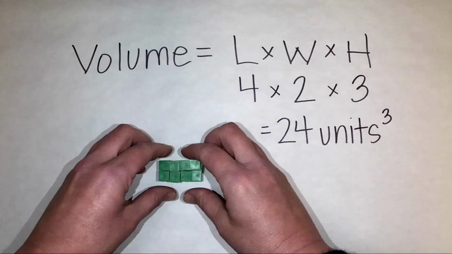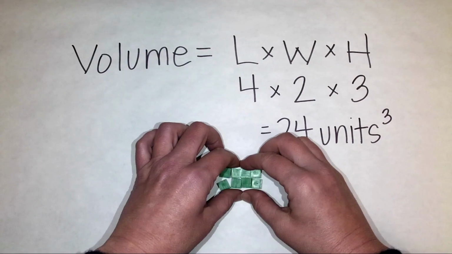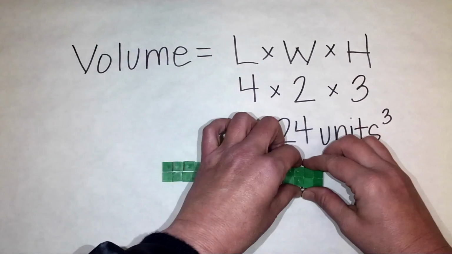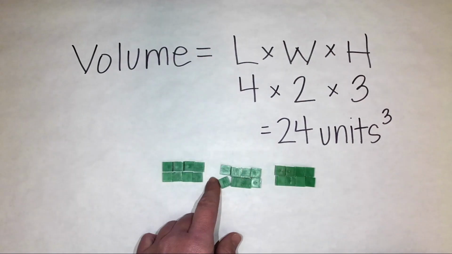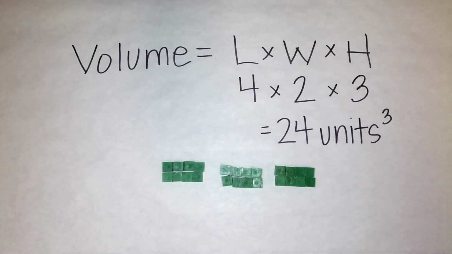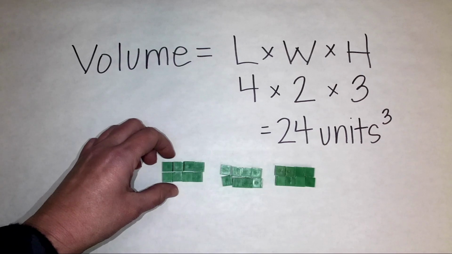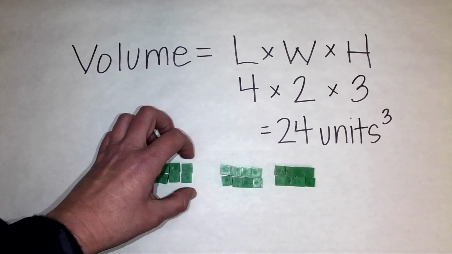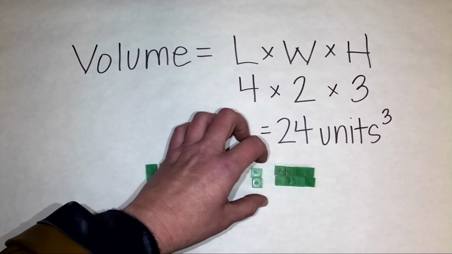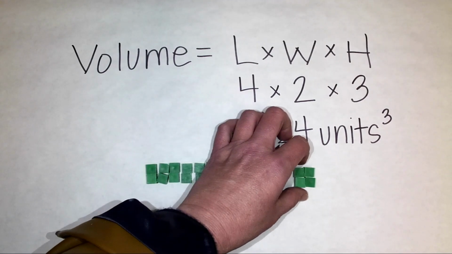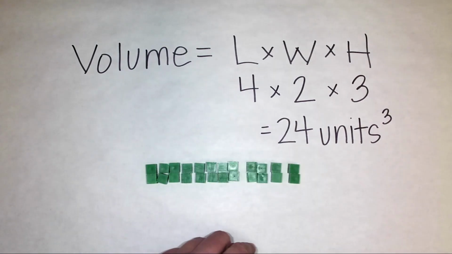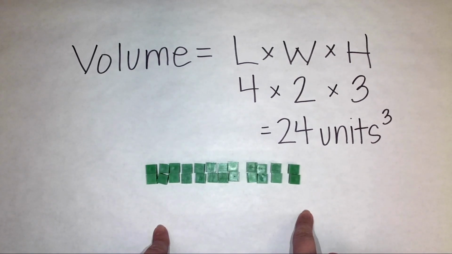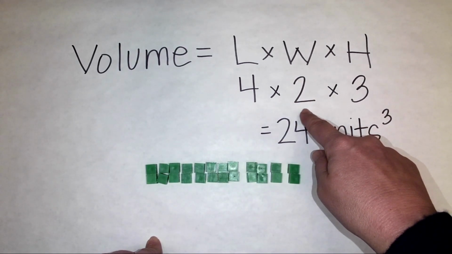And if I want to check, I could unpack each of these layers. Go ahead and unpack them just like this. And let's see if I do have, in fact, 24 units. Let's see, I have 2, 4, 6, 8, 10, 12, 14, 16, 18, 20, 22, 24. Hooray! We figured out the volume of this figure with a length of 4, a width of 2, and a height of 3.